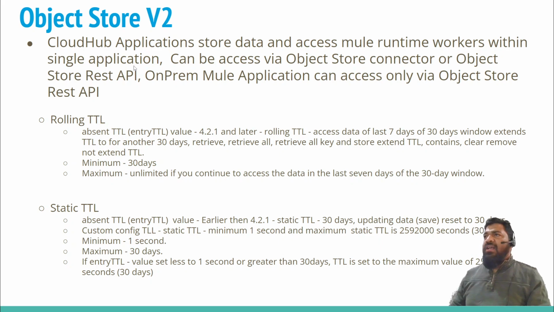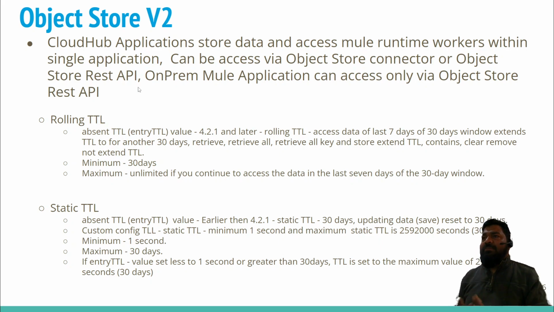So it's basically a CloudHub service that stores data, and Mule runtime applications within multiple workers can access it, either via the MuleSoft object store connector or via the REST API. We will have a separate session for the REST API as well. And on-premises Mule applications can also access this object store v2 data via the object store REST API.